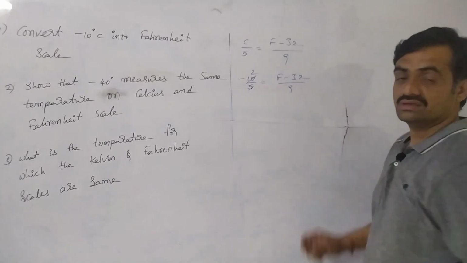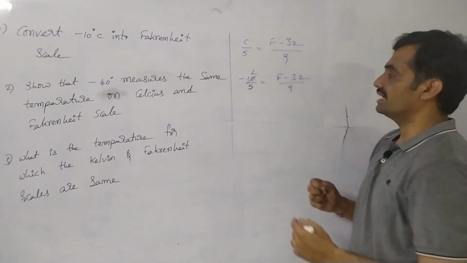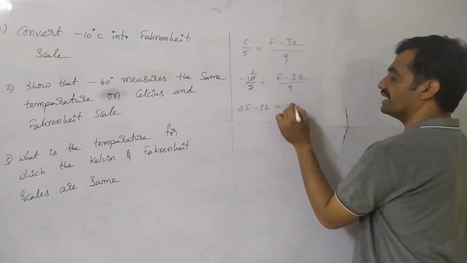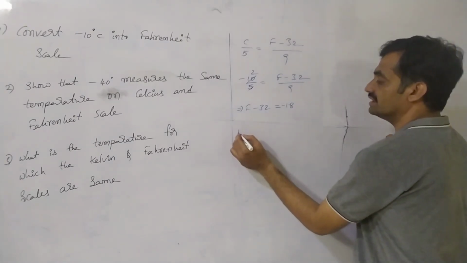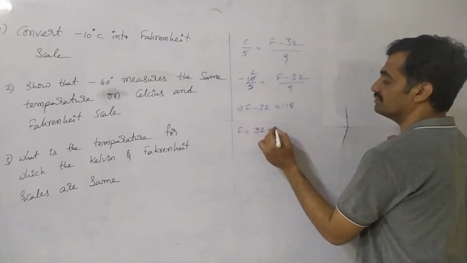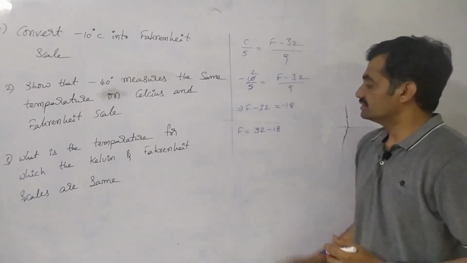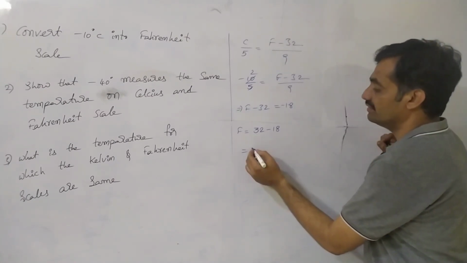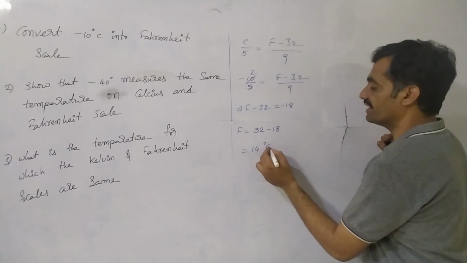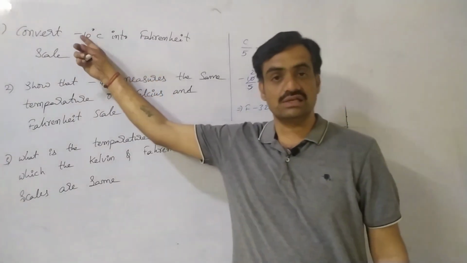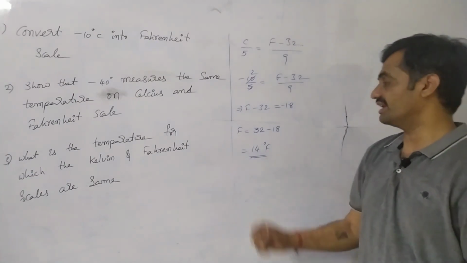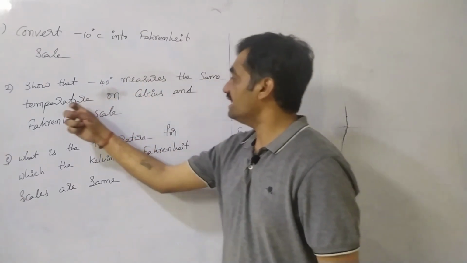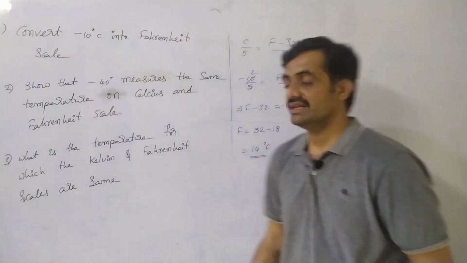Observe that 5 2s are 10. And when we multiply 2 with 9, cross multiplication, here we get F minus 32 is equal to minus 18. So here F is equal to 32 minus 18. When we subtract, observe that 14 degree Fahrenheit. So minus 10 degrees Celsius represents 14 degree Fahrenheit. Now observe the second problem. Show that minus 40 degree measures the same temperature on Celsius and Fahrenheit scale.